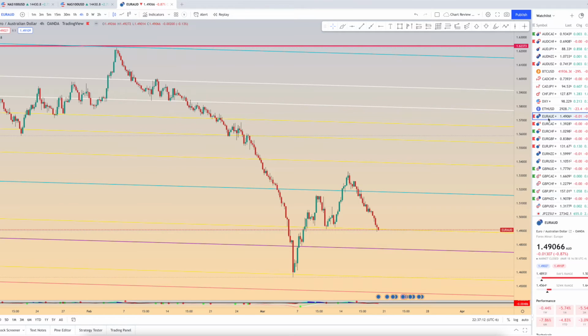So Euro AUD, same idea. If you see Euro AUD going upwards on the chart, that means the Euro is strong, AUD is weak. But here we clearly see the opposite, right? AUD has been kicking Euro's butt for the last several weeks, and it's kind of painful to watch, actually.